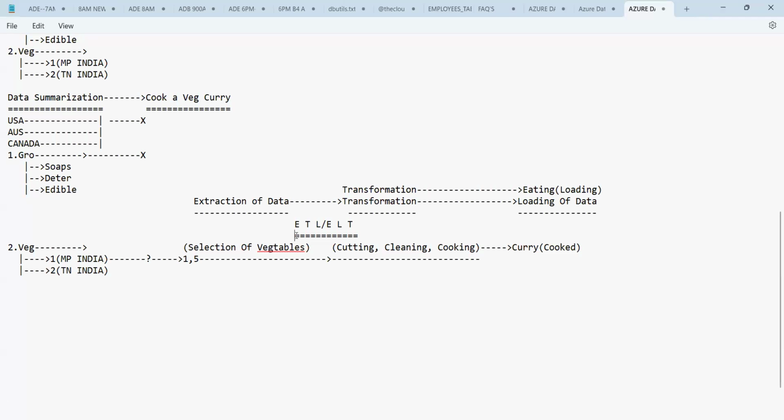So hence this is called the process of data summarization. Okay guys, everyone? It is called the process of data.